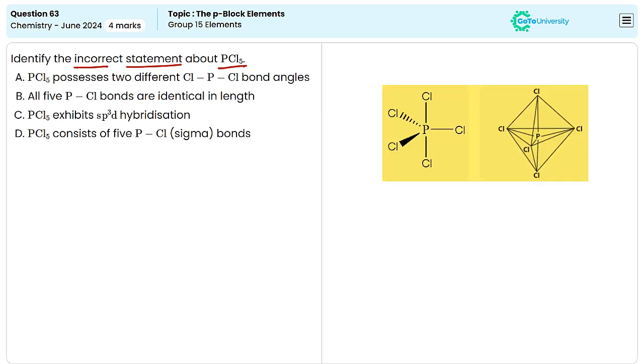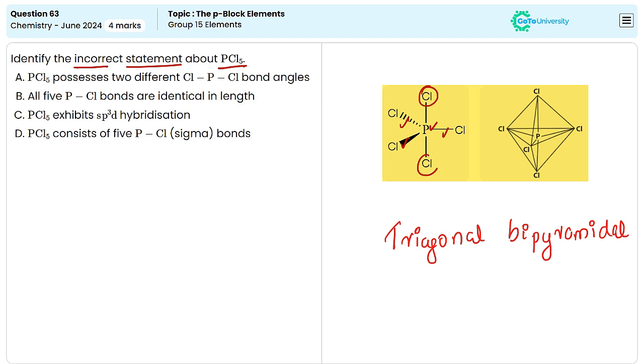From this diagram, it is clear that it has a trigonal bipyramidal geometry. Phosphorus is the central atom which is surrounded by 5 chlorine atoms. 3 chlorine atoms are forming equatorial bonds and other 2 chlorine atoms are forming axial bonds.